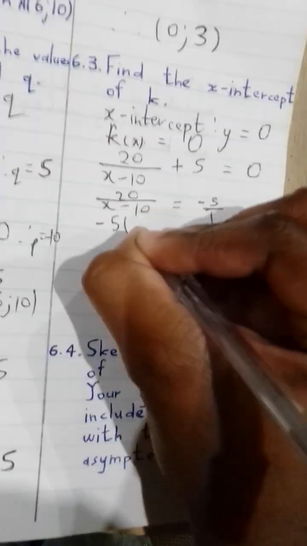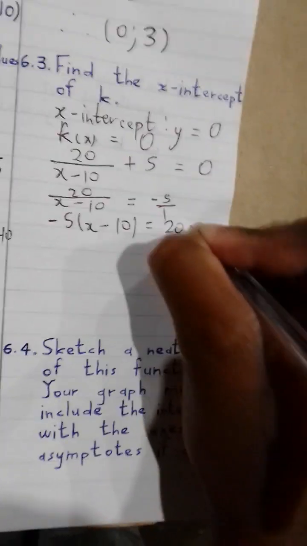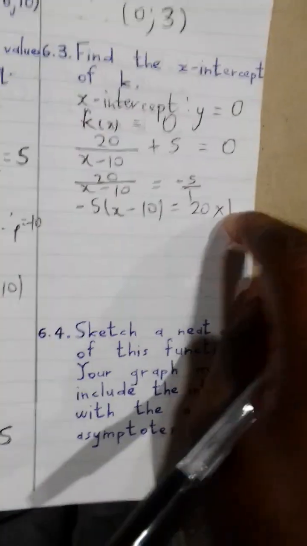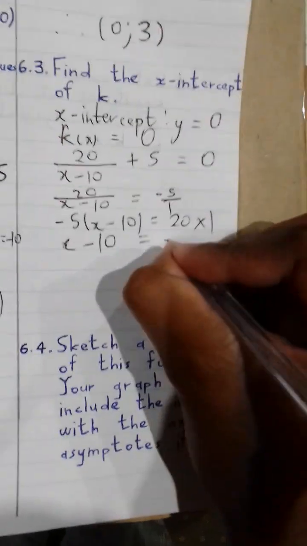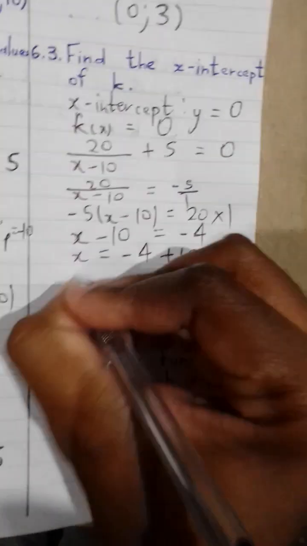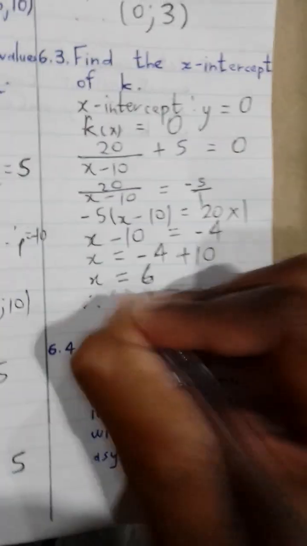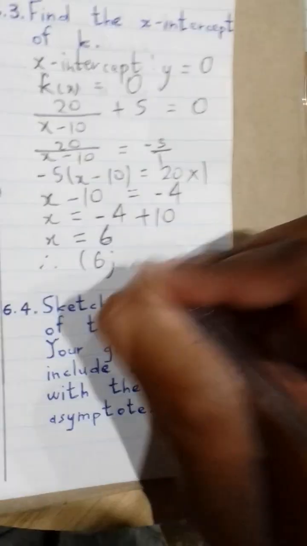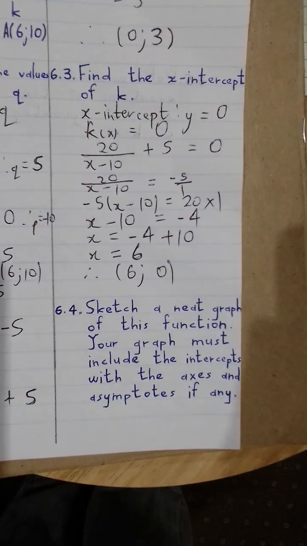Negative 5 times x minus 10 equals 20 times 1. 20 times 1 is 20, divided by negative 5. X minus 10 is 20 divided by negative 5, which is negative 4. Negative 4 plus 10, x is 6. Y is 0. Okay, hope that is clear and I hope that makes sense.